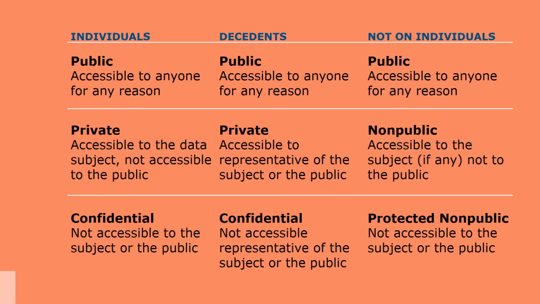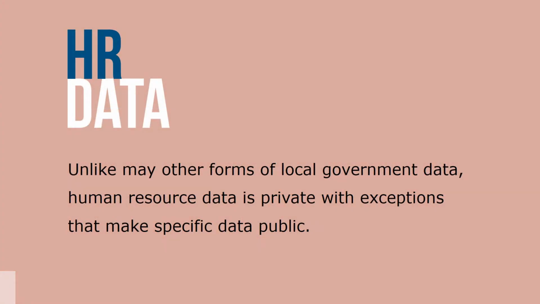So government data is divided into four types. Data on individuals, which is classified as either public, private, or confidential. Data not on individuals, which is classified as either public, non-public, or protected non-public. Statistical or summary data that's derived from data on individuals, in which individuals are not identified, and data on descendants. Unlike any other form of local government data, human resource data is private, with exceptions that make specific data public.